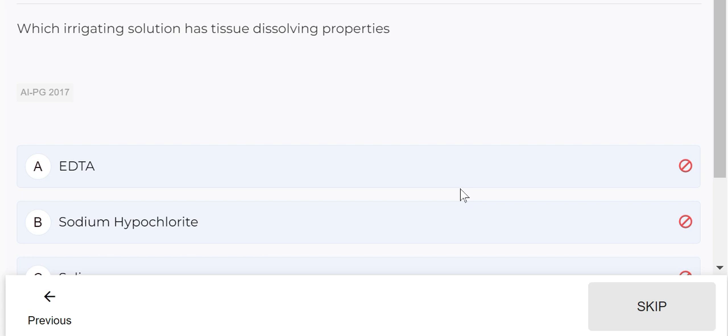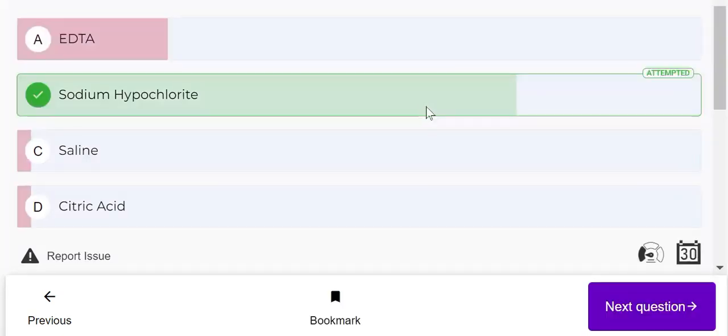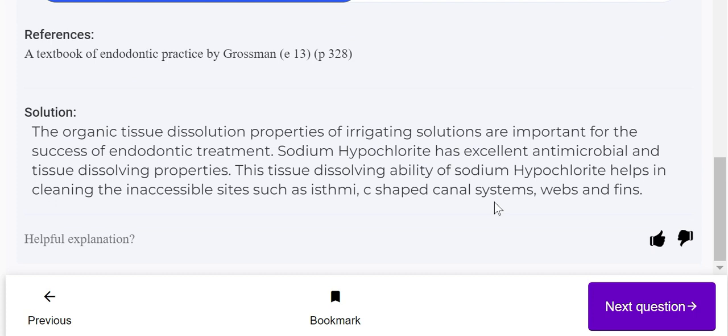Which irrigating solution has tissue dissolving properties? EDTA, sodium hypochlorite, saline, or citric acid? The correct answer is sodium hypochlorite. It dissolves the tissues. The organic tissue dissolution properties of irrigating solutions are most important for the success of endodontic treatment. Sodium hypochlorite has excellent antimicrobial and tissue dissolving properties. The tissue dissolving ability of sodium hypochlorite helps in cleaning the inaccessible sites such as isthmus, C-shaped canal system, webs, and fins.